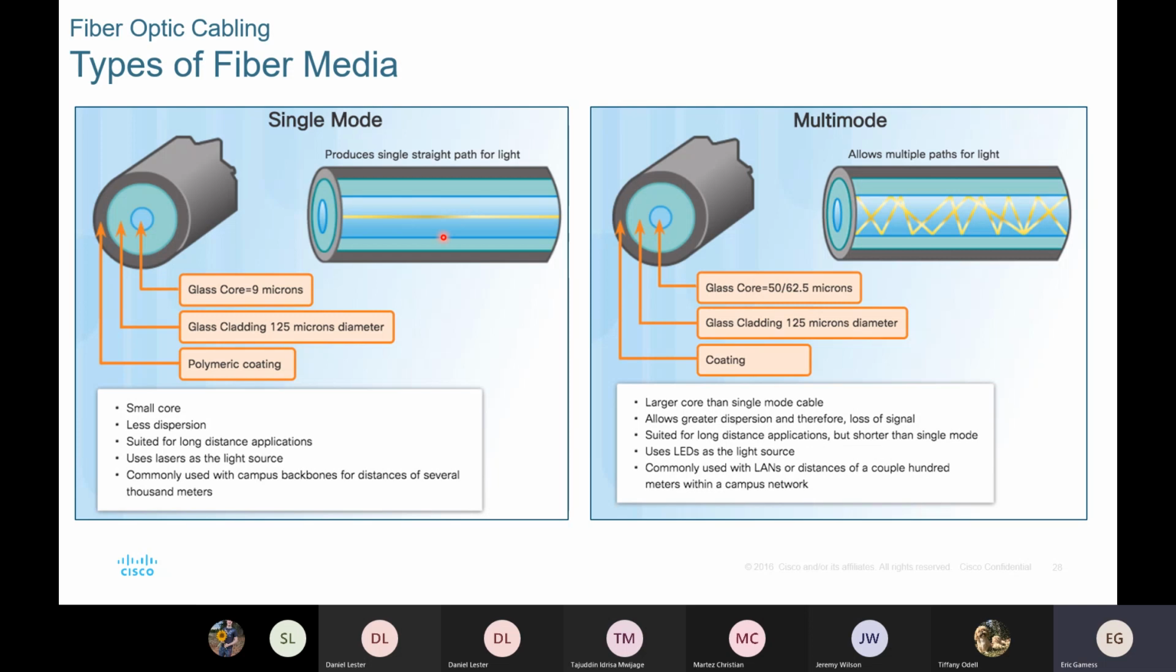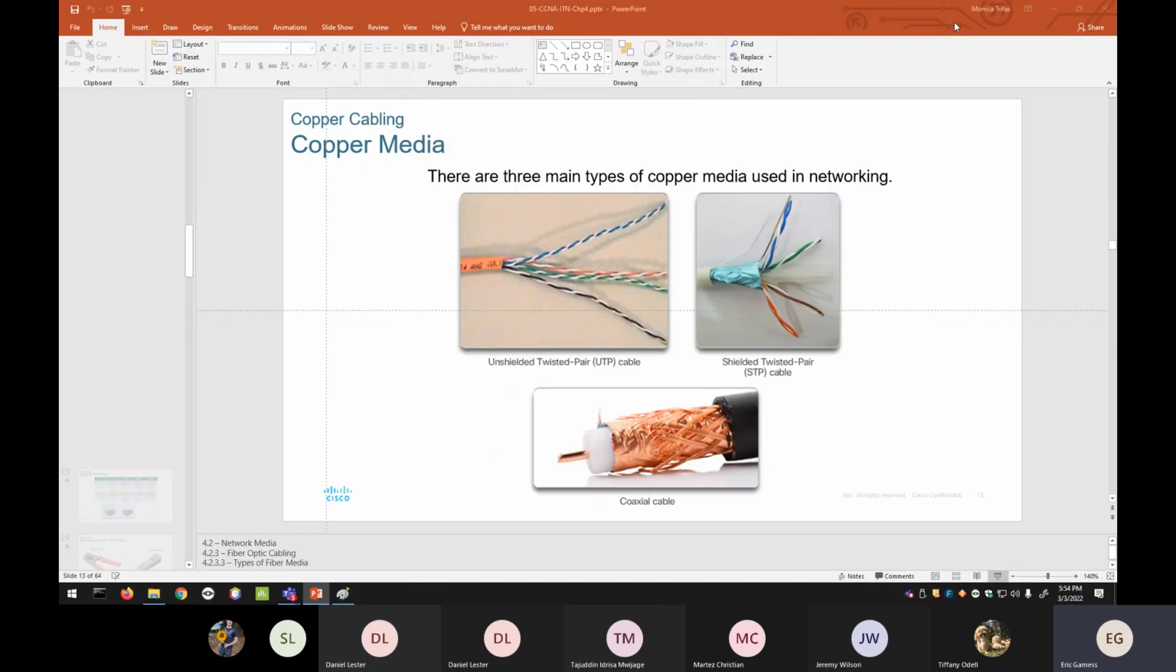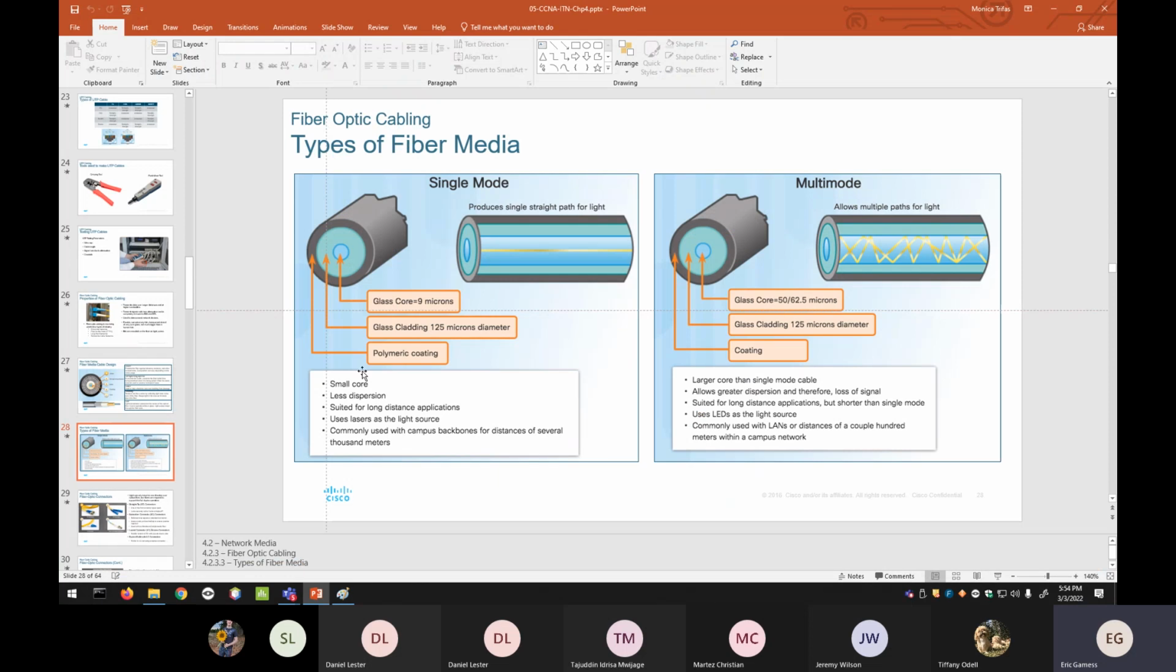So it's much better. Now, multi-mode, we will have several rays of light. The emitter will be a LED. It's not a laser, it's a LED. LED is very cheap, but a LED, unfortunately, will create several rays or several modes. So let me give you a small explanation with that.